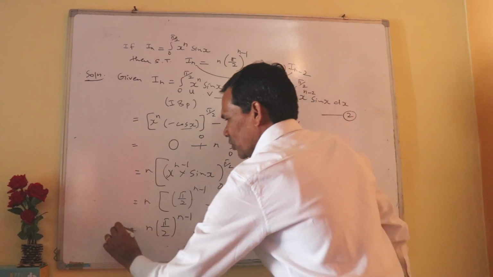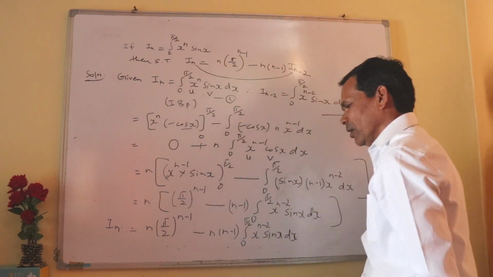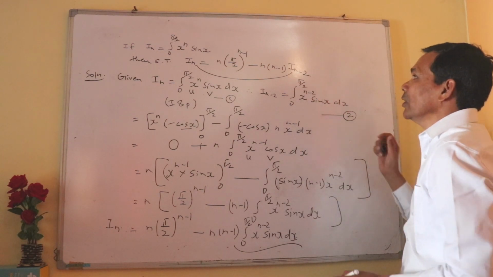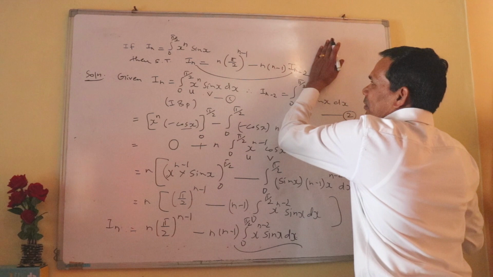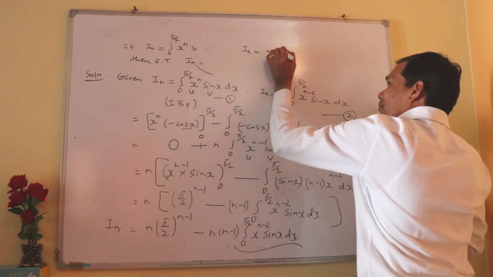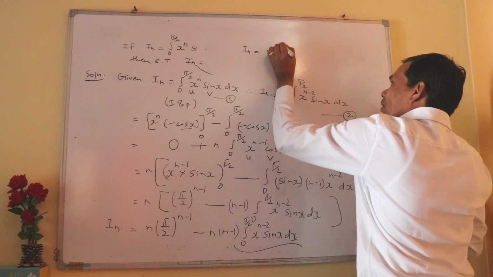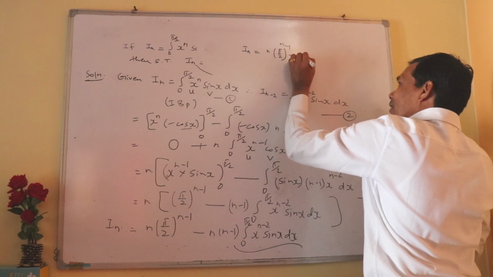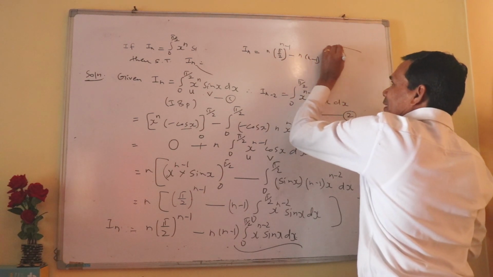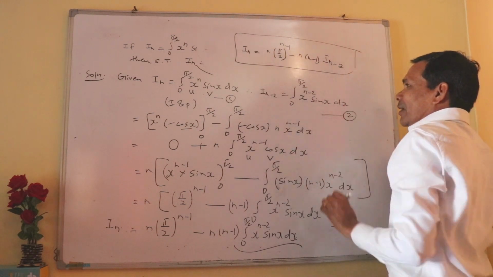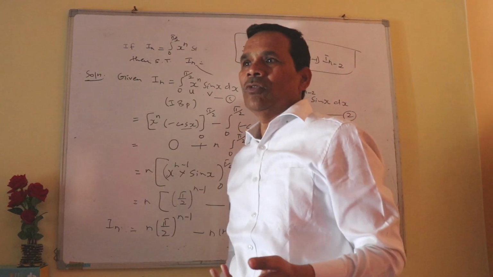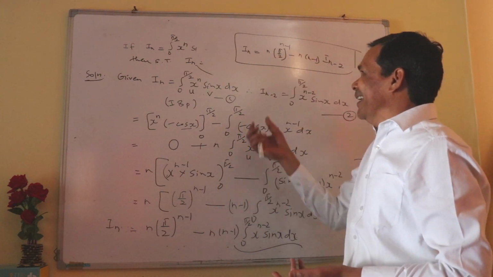Now if you observe this, this is for In. The integral is replaced by In minus 2 from expression number 2, and I get In is equal to n pi by 2 bracket raised to n minus 1 minus n minus 1 In minus 2. So this is the required reduction formula. Suppose you need to find the value for some n, then I6 or I2, I4, you can just work out by recurring it.